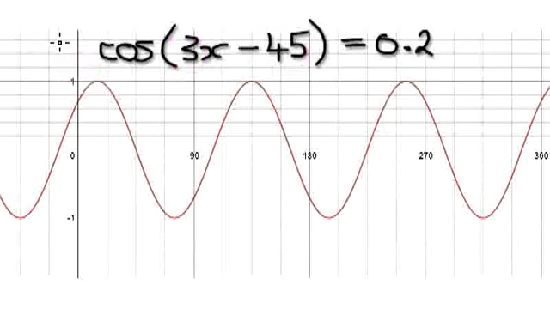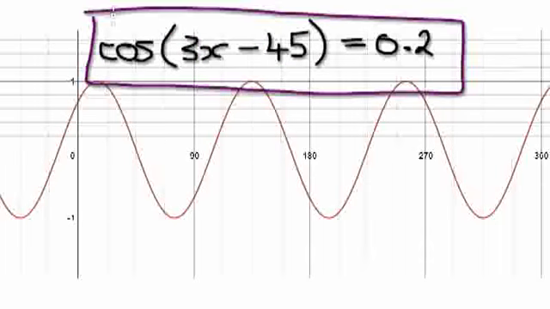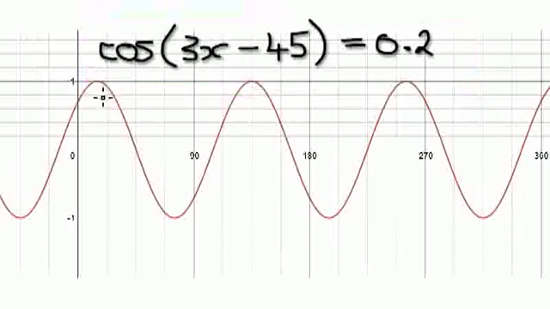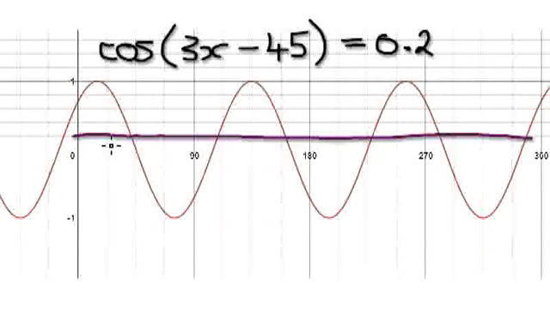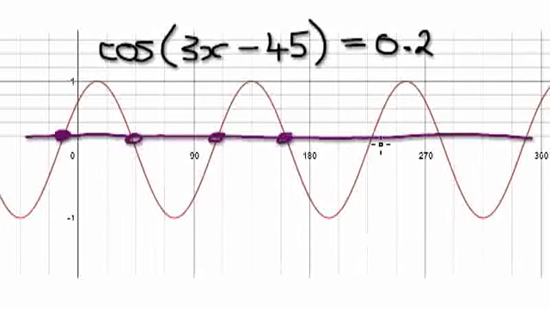But anyway, now how do you solve this? How do you find all the solutions for this equation, bearing in mind that there is a shift across here? 0.2 will be this line here. So how do we write down all the solutions? You can see there's a solution here, there's a solution here, and so on.